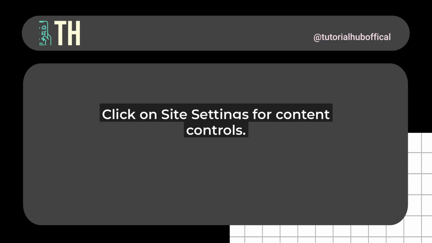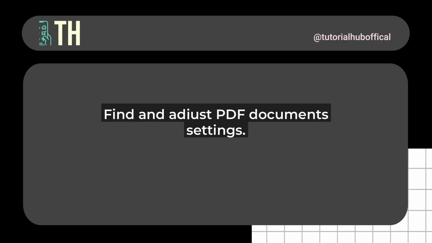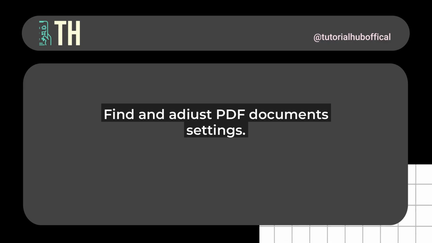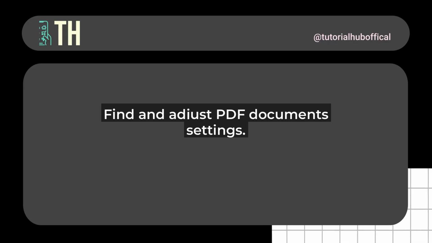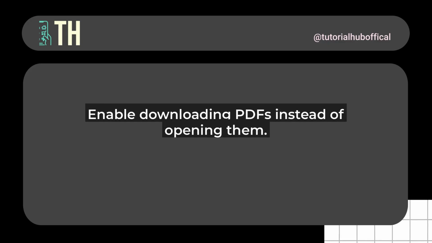Now, look for Additional Content Settings and click on it. Scroll until you find PDF Documents. By default, Chrome might be set to open PDFs automatically in the browser. To change this, toggle the switch or select the option that says something like Download PDF files instead of automatically opening them online. Save your changes, and you're good to go.